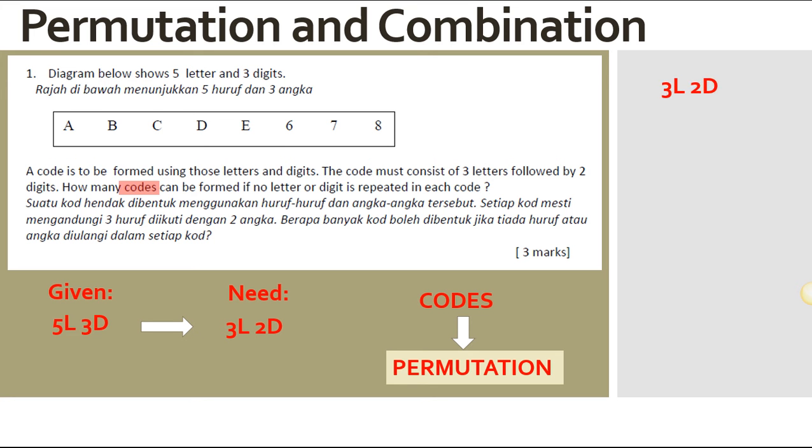Since we need 3 letters and 2 digits only, but we are given 5 letters and 3 digits, therefore the codes formed will be 5P3. What does this mean? It means 3 letters out of 5 letters given. And then you must times by 3P2. It means 2 digits chosen out of 3 digits. So when you times that together, you'll get 360 codes formed altogether.